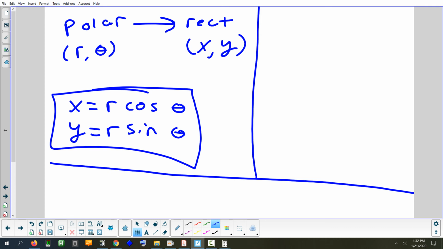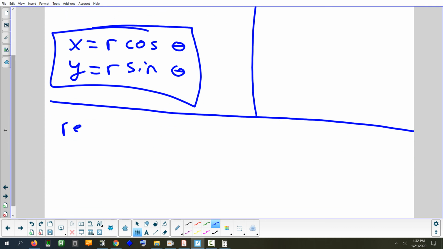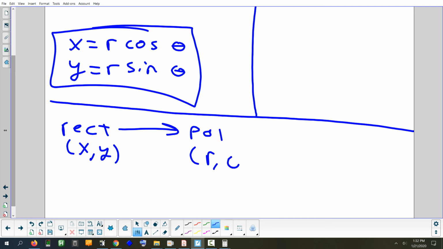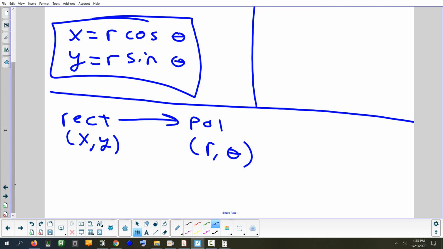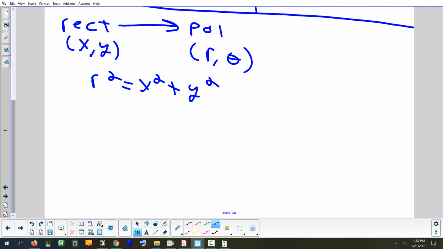If you want to convert the other way, rectangular to polar, they would give you an x and a y, and now you have to figure out the radius and the angle. The radius, that's pretty straightforward. You use the Pythagorean Theorem. R squared equals x squared plus y squared. Okay. X and y are like two sides of a triangle. R is the hypotenuse of the triangle. Theta, it's the inverse tangent of y over x if you're in certain quadrants.